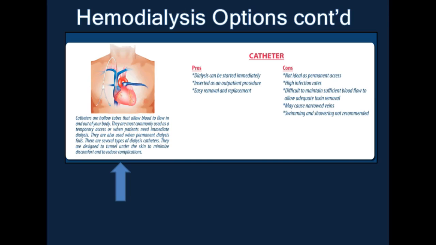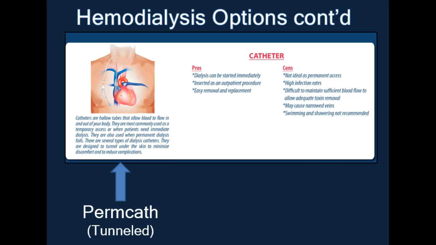Another option, used primarily for immediate short-term hemodialysis, is the insertion of a perm cath. The catheter is designed to tunnel under the skin to minimize discomfort and reduce complications. Nevertheless, the risk of infection is high when a perm cath is used. Most commonly, the catheter is placed inside the large internal jugular vein of the neck, but may also be placed in the femoral vein. A double port, double lumen catheter is required for dialysis.